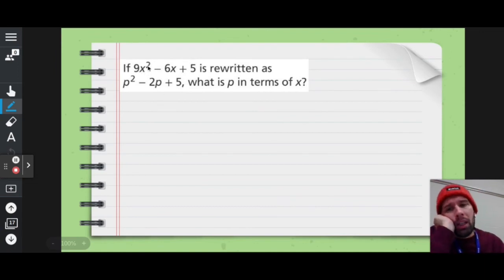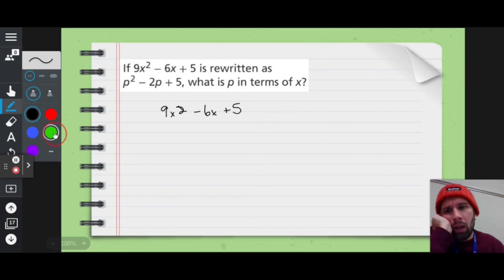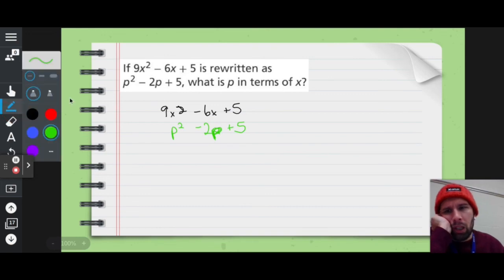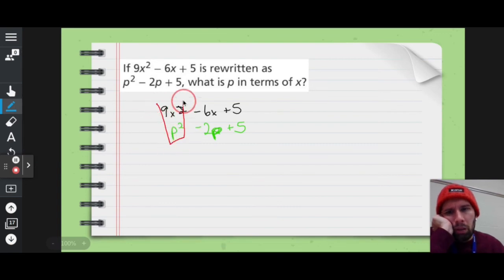If 9x squared minus 6x plus 5 is rewritten as p squared minus 2xp plus 5, what is p in terms of x? Well, p, okay, so I guess I can do it this way. P squared is the same as 9x squared, right?